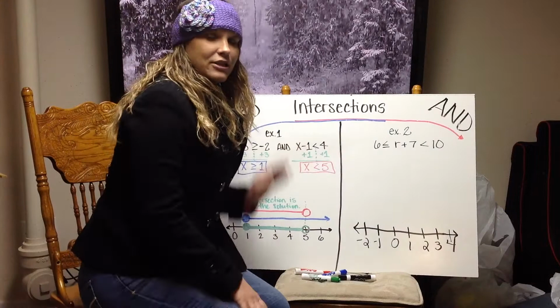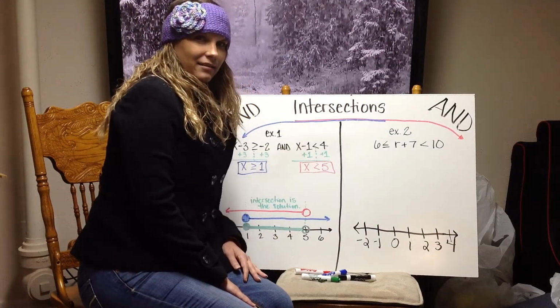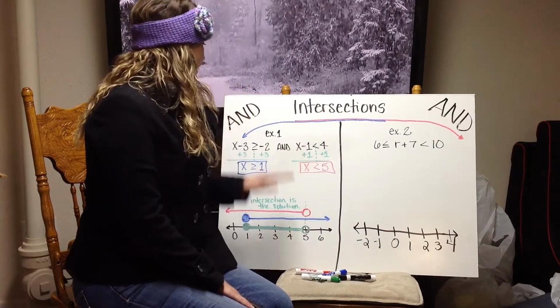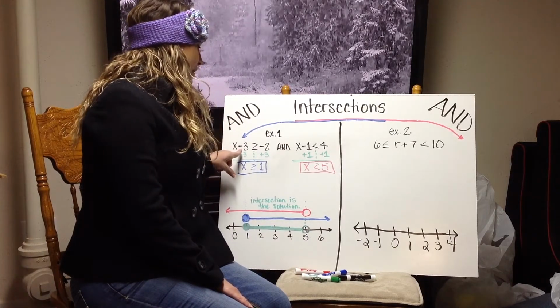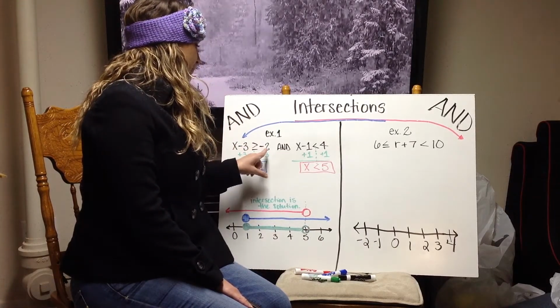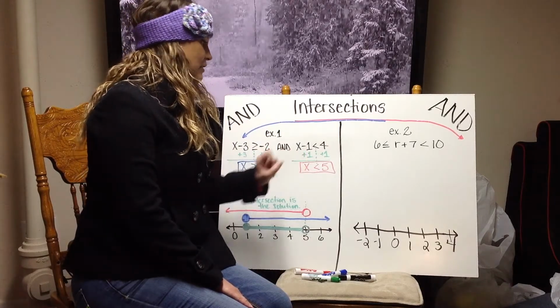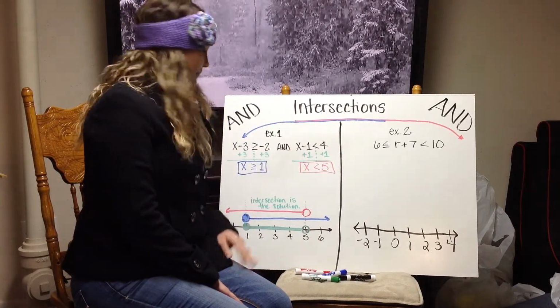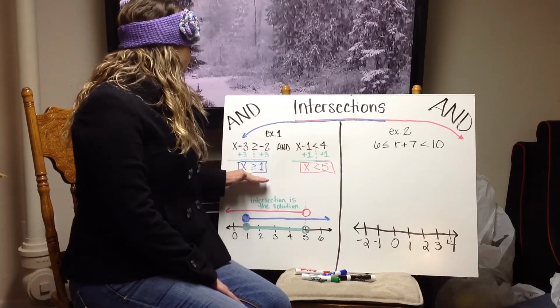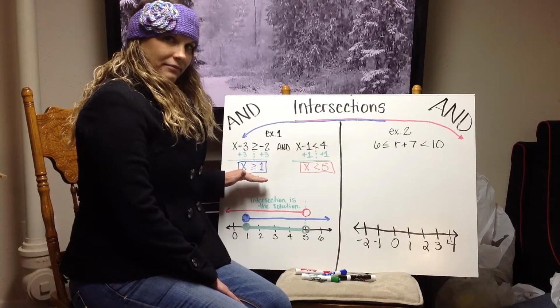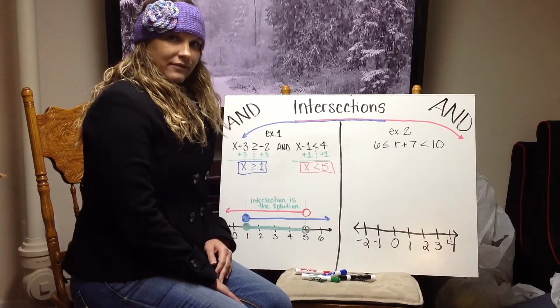Let's go ahead and concentrate first of all on the "and" compound inequalities. Here's an example. Example 1. When you have x minus 3 is greater than or equal to negative 2, and x minus 1 is less than 4. We solve it like we would a normal equation, and we get x is greater than or equal to 1, and x is less than 5.